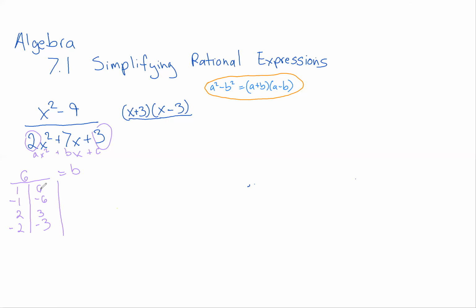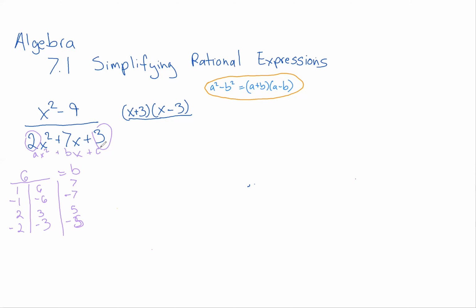So 1 plus 6 is 7, which was nice to get right away, but let's see what the others would have been. Negative 1 minus 6 equals negative 7. 2 plus 3 equals 5. And negative 2 minus 3 would be negative 5. So if my b term was negative 7, I would use negative 1, negative 6. If it were negative 5, I would use negative 2, negative 3. So let's move on to the next section.